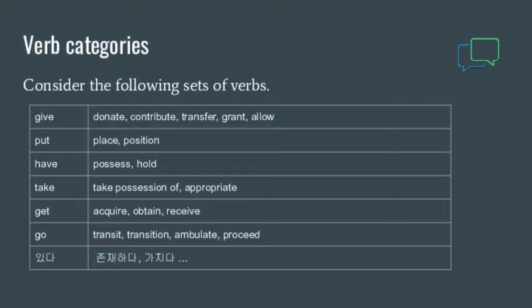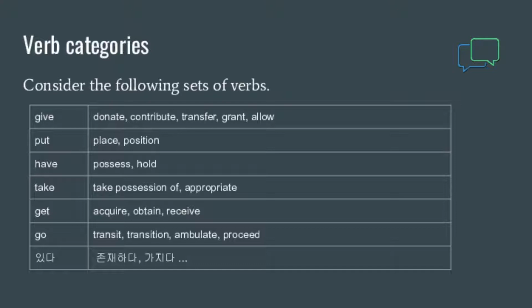What's the difference? Talk to each other for a minute. What's the difference, for example, between give and these other verbs that are synonyms, or put and these other synonyms? Talk to each other for a minute. What's the difference between the verbs in the left column and their synonyms in the right column? What differences do you notice?